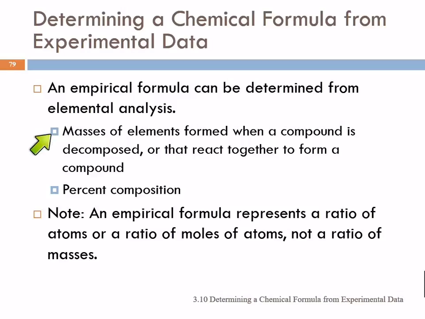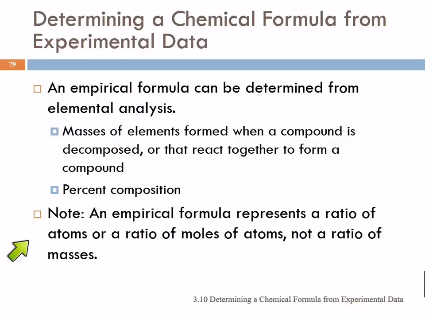When we have an unknown compound, we can decompose the compound into the individual elements and identify the masses of each element. From that information, we can derive the empirical formula of the compound. We can also do a slightly different experiment where we measure the masses of elements that combine to form the compound, and we're going to be doing that in an experiment in lab. We can also determine the empirical formula if we know the percent composition.